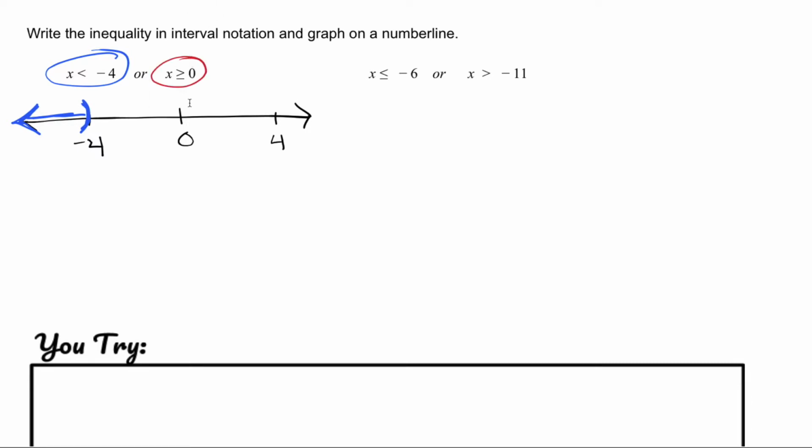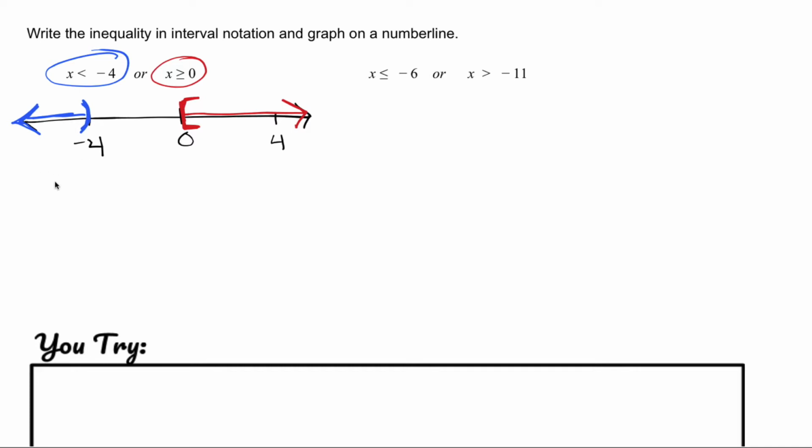Looking at x is greater than or equal to 0, I'm going to use the bracket because it could be equal to 0, and go that direction. Again, both of these don't need to be true, just one or the other. This is going back to that example of you can get a discount if you're under 12 or over 65. You can't be both under 12 and over 65. You can get a discount if you're one or the other. So we don't need the overlap when we see the word or.